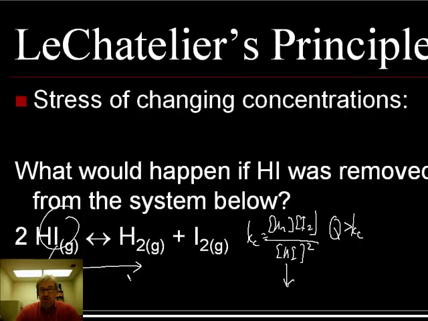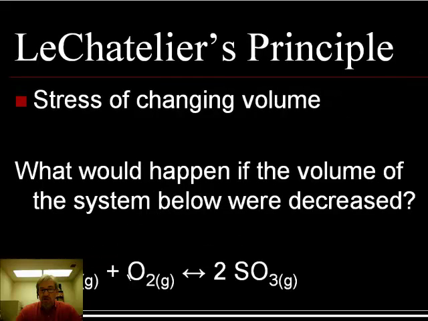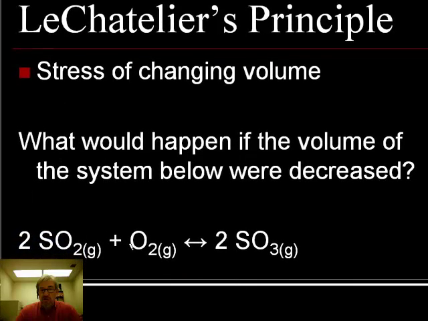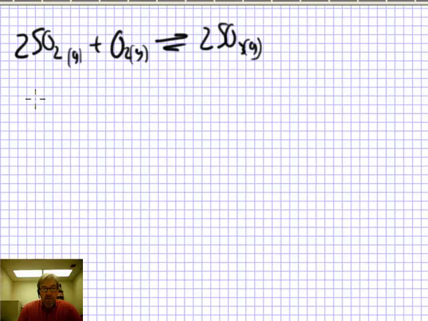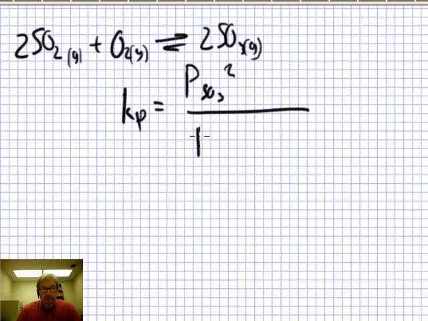Here's another stress, and that is changing volume. Now this only affects gaseous equilibria, but let's take a look at what would be predicted. What would happen to this system here if the overall volume were decreased? Here's our equilibrium. These are all gases, and so we can think about this in terms of Kp. Kp is equal to the partial pressure of SO3 squared divided by the partial pressure of SO2 squared times the partial pressure of oxygen to the 1 power.